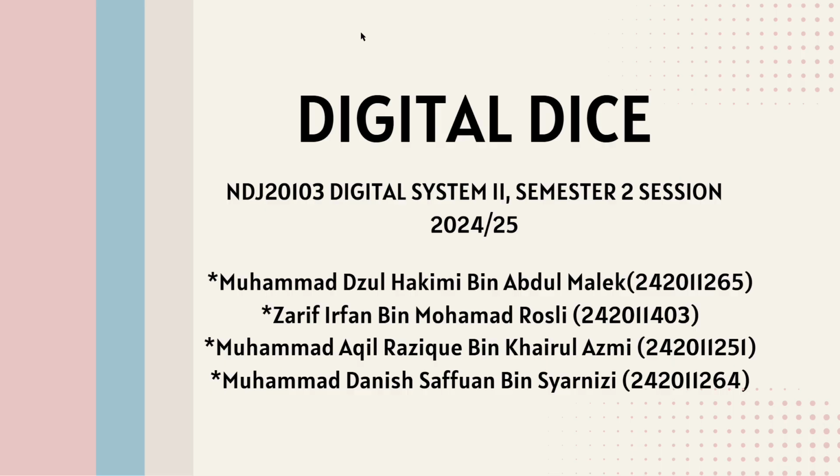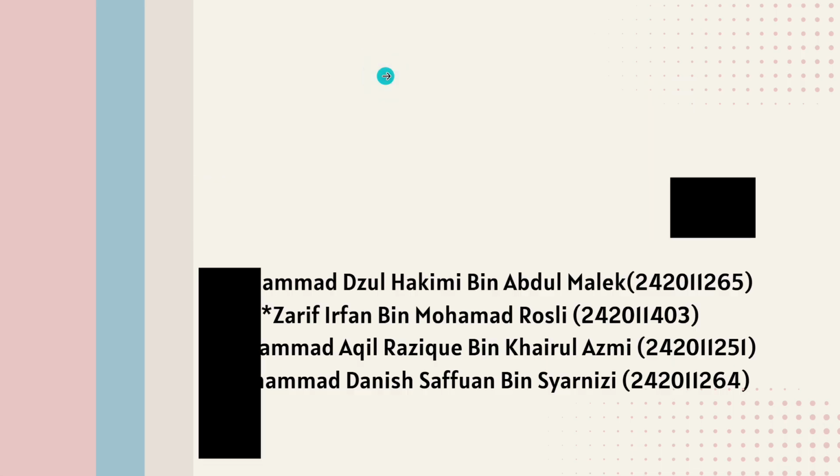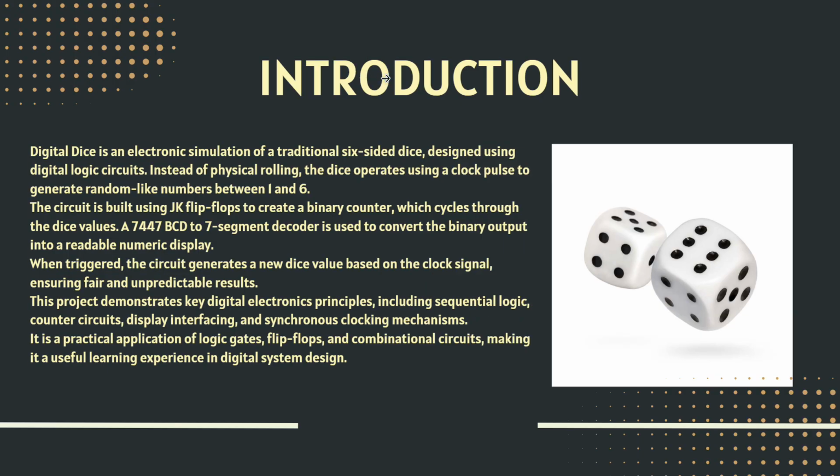So, what is a digital dice? Digital dice is an electronic simulation of a traditional six-sided dice designed using digital logic circuit. Instead of physical rolling, the dice operated using a clock pulse to generate random-like number between 1 and 6.